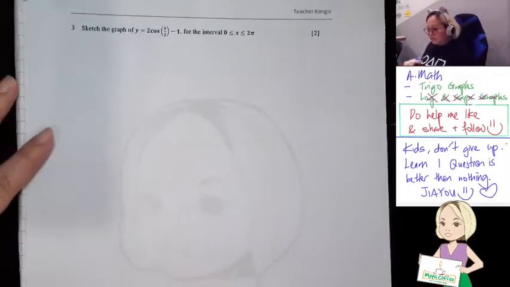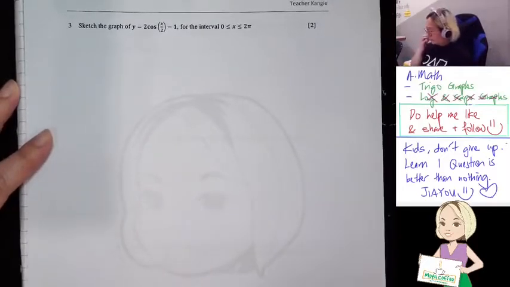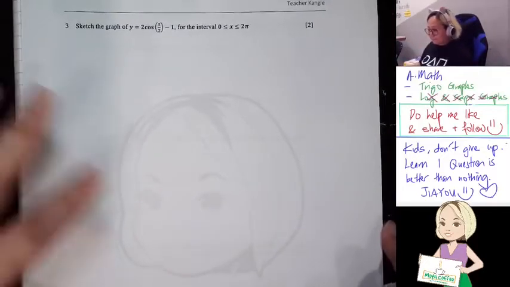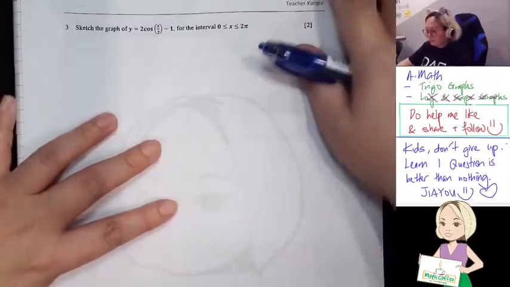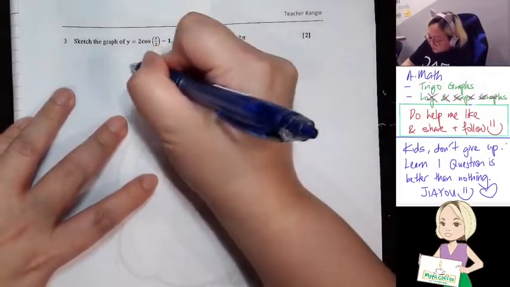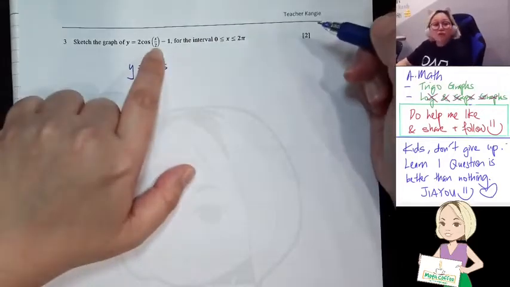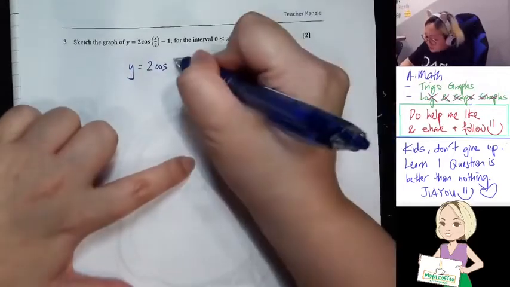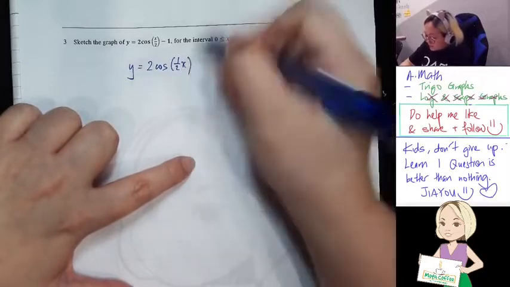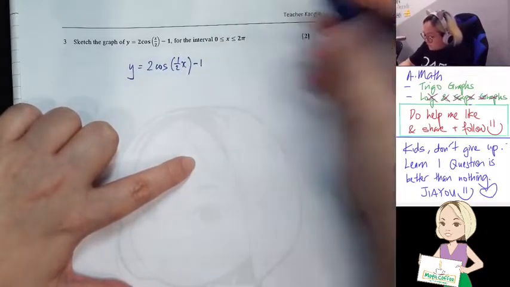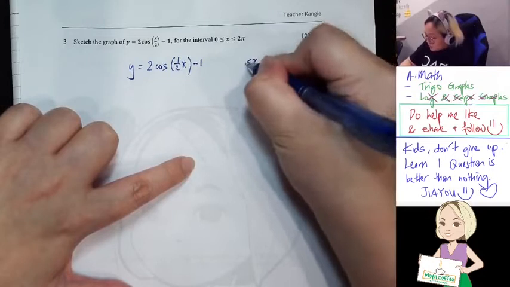Now, let's come and draw this one. So I'm going to rewrite. y equals 2 cosine. Take note that x over 2 is actually half x. So you can write this as half x, and then after that, minus 1. They asked us to draw from 0 to 2 pi.